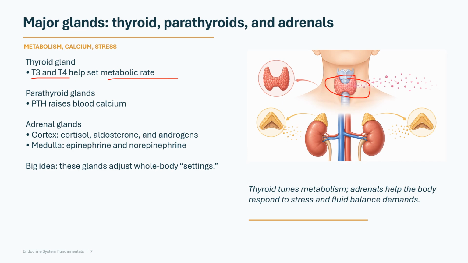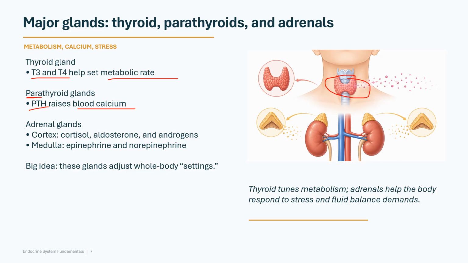On the backside of this thyroid gland, we have the parathyroid. The word para means around, so it's around the backside of the thyroid gland. We would notice the parathyroid glands, and their job is to release PTH, which is parathyroid hormone, which allows us to raise blood calcium levels.